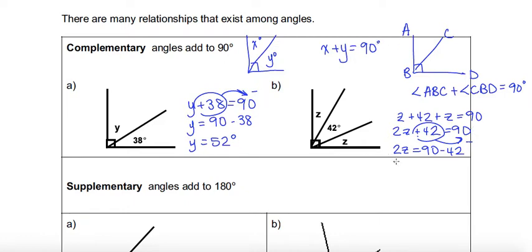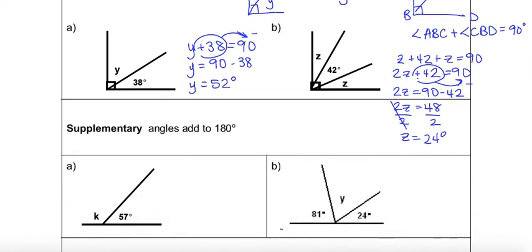So 2Z is equal to 48. And now I want to divide both sides by the coefficient in front of my Z. So 2 divided by 2 is 1, so I'm left with Z, and 48 divided by 2 is 24. And this is an angle measurement, so I need to include my angle sign. So Z is equal to 24 degrees. So that's why knowing what we know about solving algebra is going to be very handy in this unit.